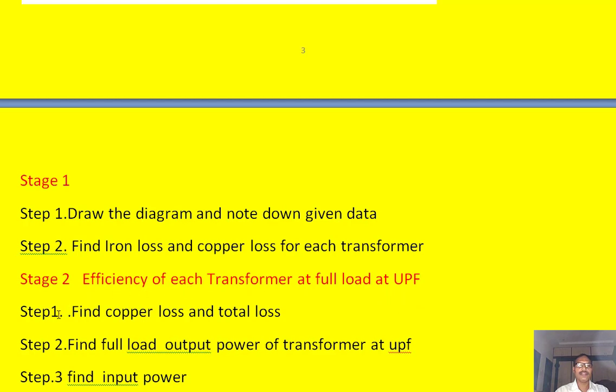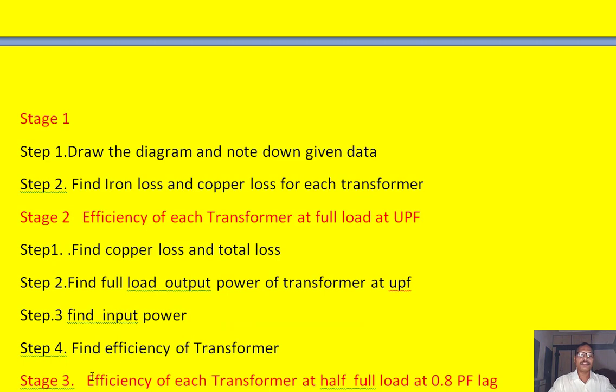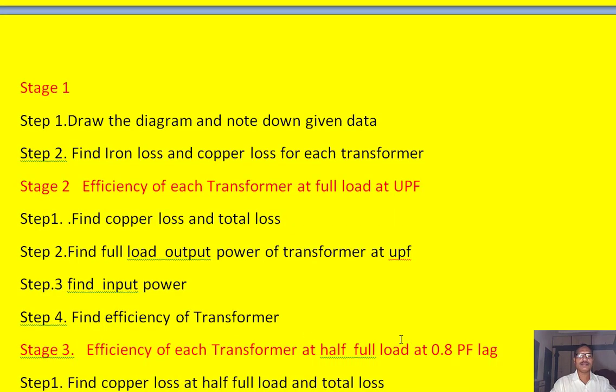So under the second stage, step 1 is to find the copper loss at full load and also calculate the total loss. The next step is to find the full load output power of the transformer at unity power factor. The third step is to find the input power, that is output plus losses. Then the fourth step is to find the efficiency, that is output by input. To calculate in percentage, you have to multiply that with 100.